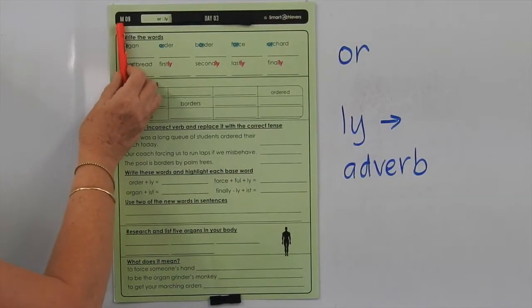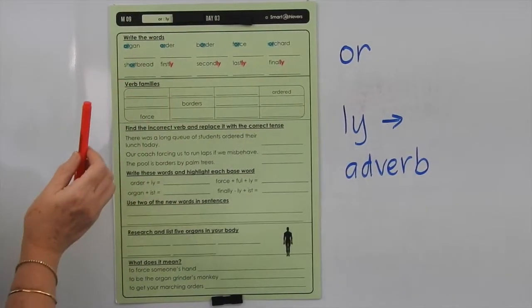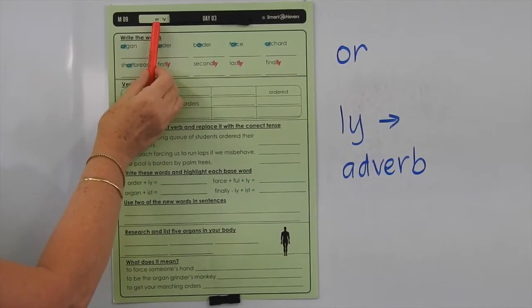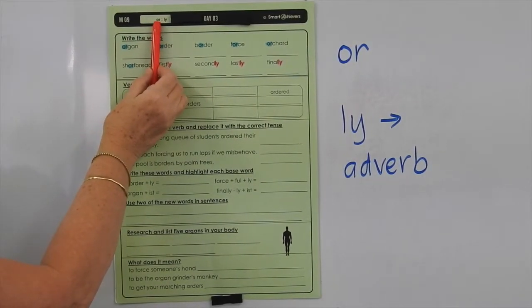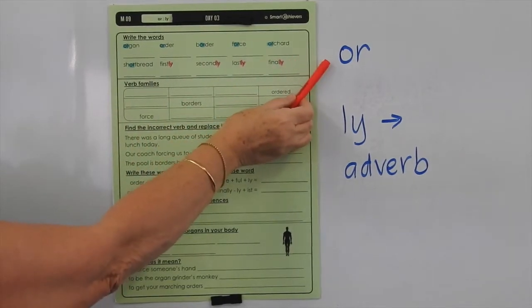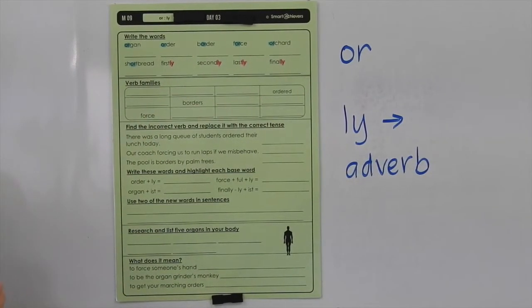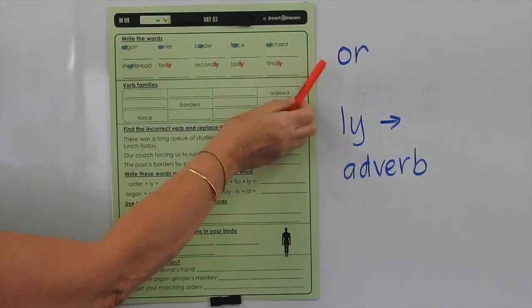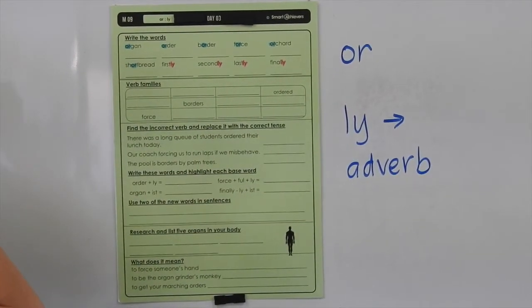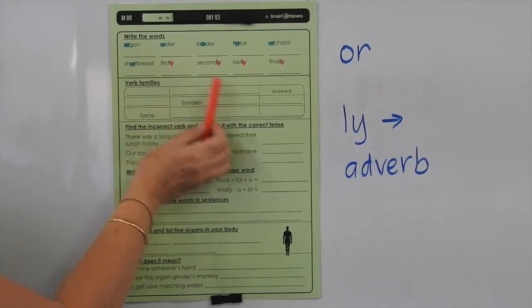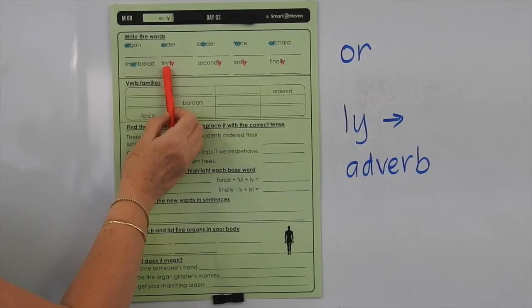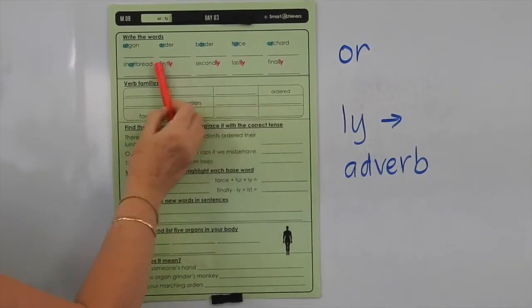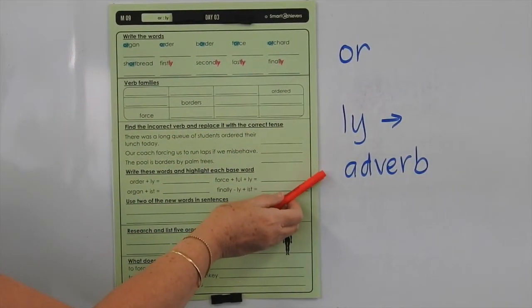This is level M, list 9, and we're doing day 3. In this list we're revising OR, one of the many OR sounds. I think there are about 11 different ways we can write the OR sound in words, and this is probably one of the easiest ones. Then we've got ly, also in some words in here to fill that little gap, and they're forming adverbs.